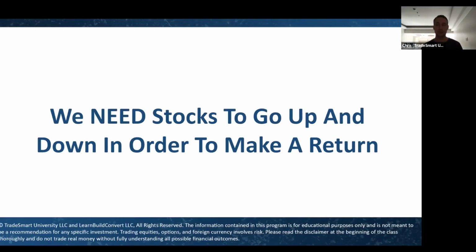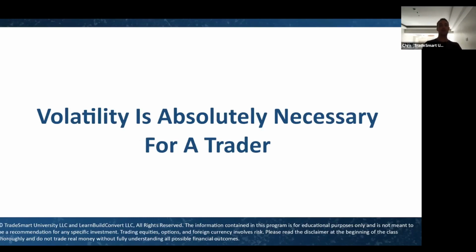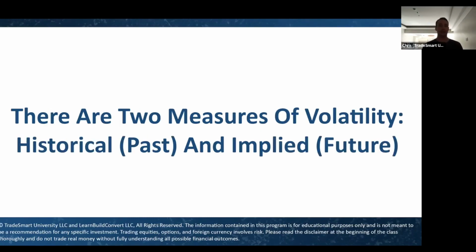So we need stocks to go up and down in order to make a return. And this is especially true when we're buying options. Now, technically, if you're selling options, yeah, you can make money from time decay, you can be delta neutral, and so on. I get that. But broad picture here, generally speaking, volatility is something that we need as traders, right? We need stocks to move. So volatility is absolutely necessary for a trader. And there are two ways that we measure volatility.